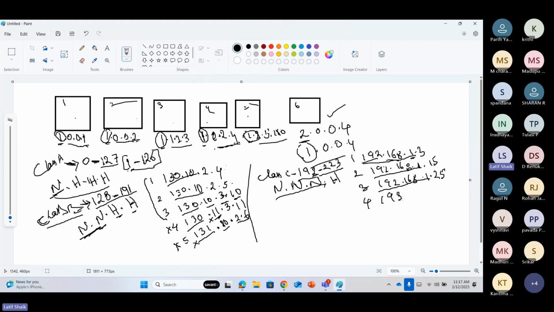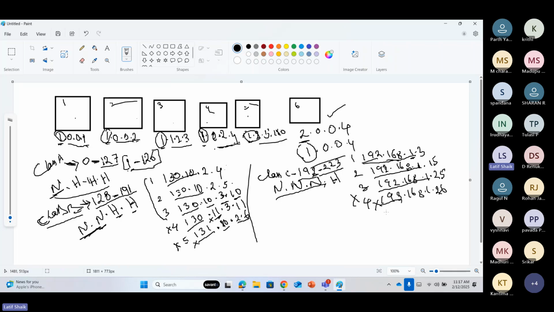I put a 193.168.1.26. Okay, so 193 means the first octet itself is different from the existing 192. Compared to 192, the first octet itself is different. It means a different network, so it cannot communicate.